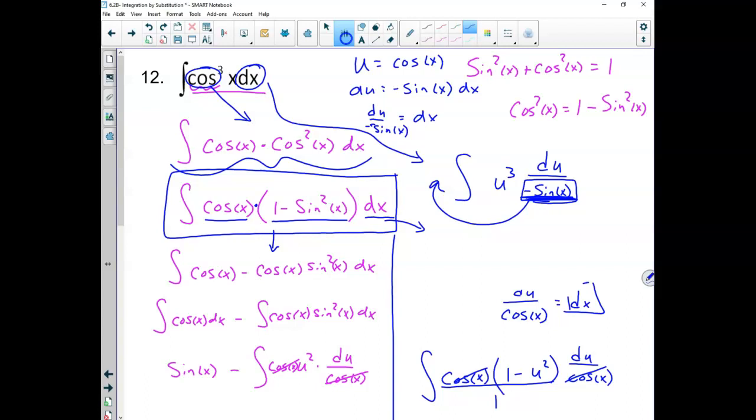Tomorrow we will be evaluating definite integrals using substitution. Kind of fun. There's two ways to do that. And you should be good to go, hopefully, to do any and all of your homework in 6.2b.